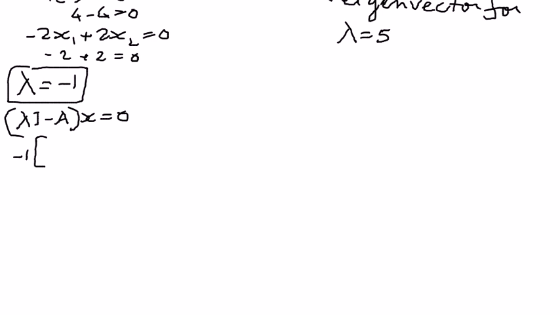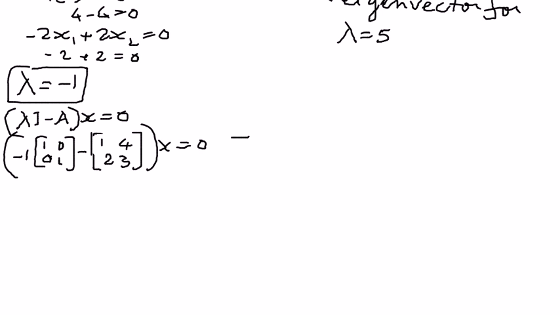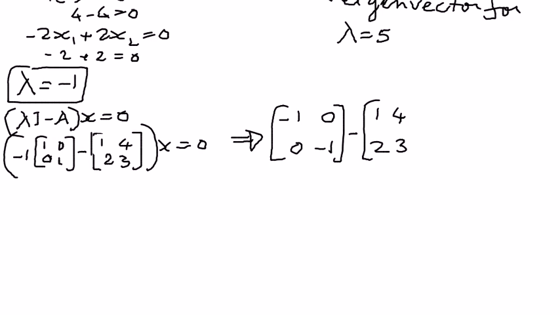Here lambda is negative 1. The identity matrix is 1, 0, 0, 1. And then the given matrix is 1, 4, 2, and 3. And all of this times x is equal to 0. The way we can write this out is we're going to distribute the eigenvalue to every one of the terms inside the identity matrix, and that will become negative 1, 0, 0, negative 1, like that, minus 1, 4, 2, and 3, like that.